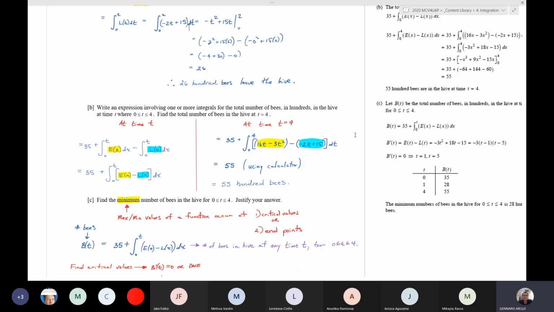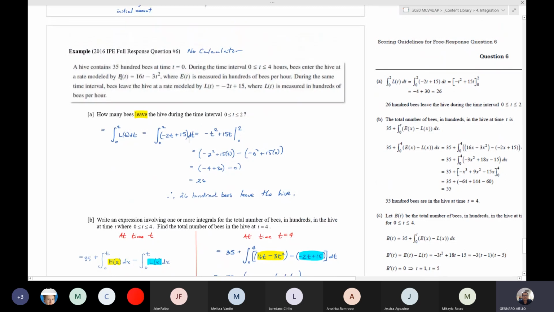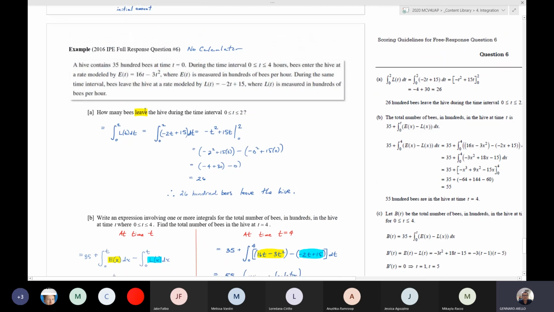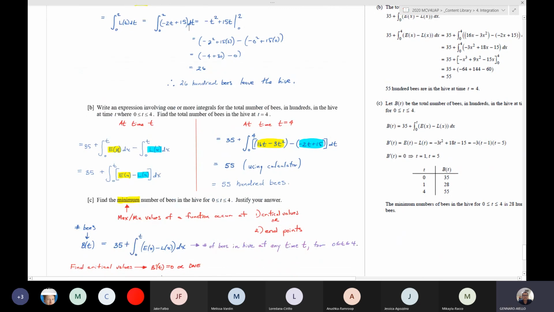Now I want to highlight again, and it may be confusing to you at first, E here is written as a function of x, and my limit up here is a different variable, time. We've been asked to use a variable of time here. So originally the question gave us E of t and L of t. Those are functions of time. We have to change those to some other variable so that it's different than our variable time.